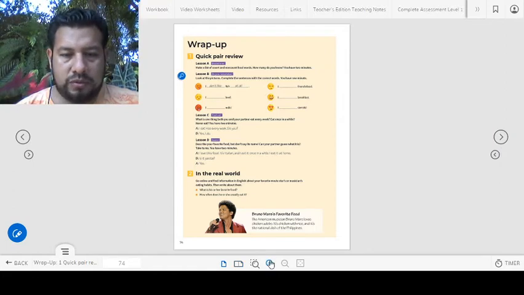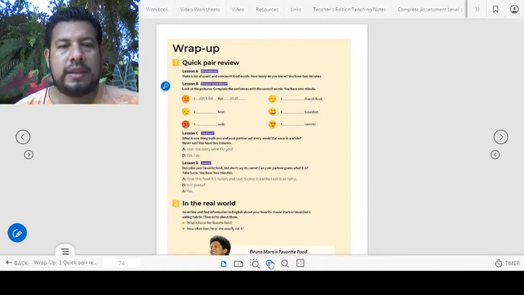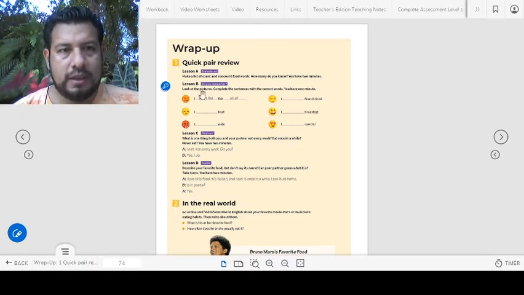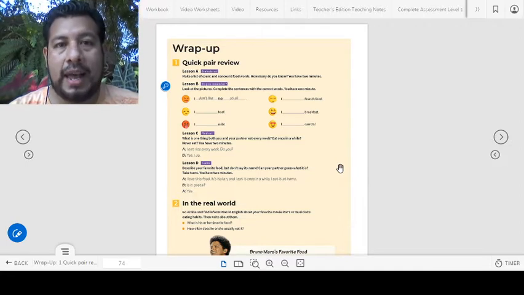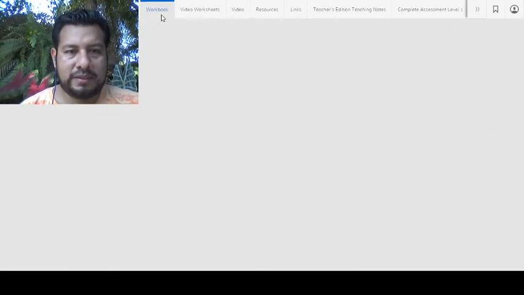Y bueno, tenemos un wrap up que igual me encantaría que lo hagamos el día sábado en la clase. Con eso estaríamos concluyendo esas actividades. Háganlas por favor. Bueno, aquí tenemos las actividades de workbook.